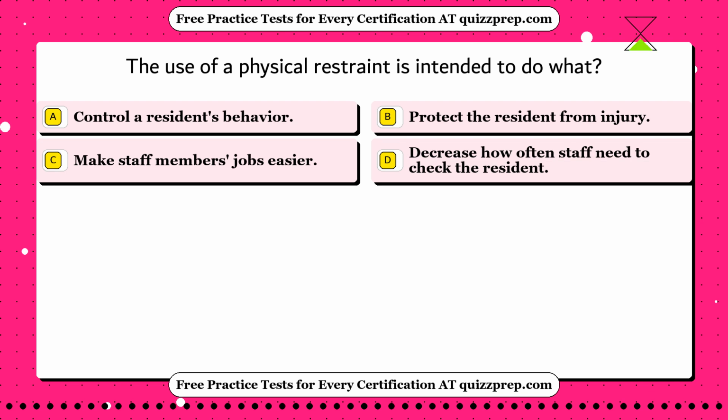Option A, control a resident's behavior. Option B, protect the resident from injury. Option C, make staff members' jobs easier. Option D, decrease how often staff need to check the resident.